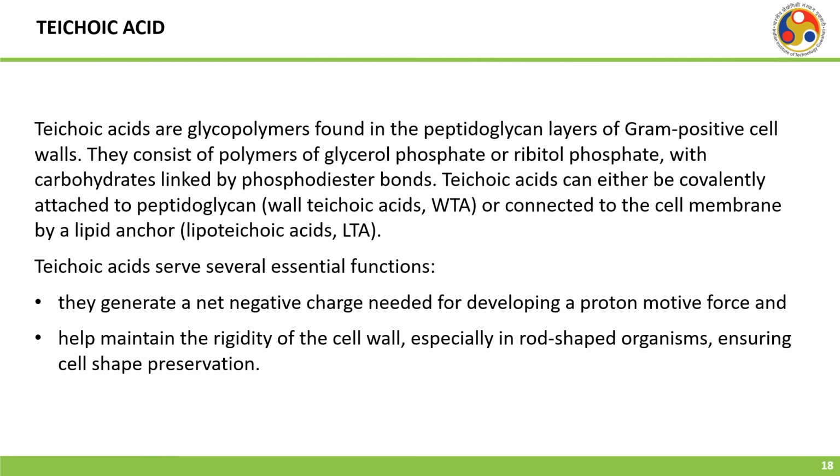Teichoic acid. Teichoic acids are glycopolymers found in the peptidoglycan layers of gram-positive cell walls. They consist of polymers of glycerol phosphate or ribitol phosphate with carbohydrates linked by phosphodiester bonds. Teichoic acids can either be covalently attached to peptidoglycan or connected to the cell membrane by a lipid anchor. Teichoic acids serve several essential functions. For example, they generate a net negative charge needed for developing a proton motive force and help maintain the rigidity of the cell wall, especially in rod-shaped organisms, ensuring cell shape preservation.